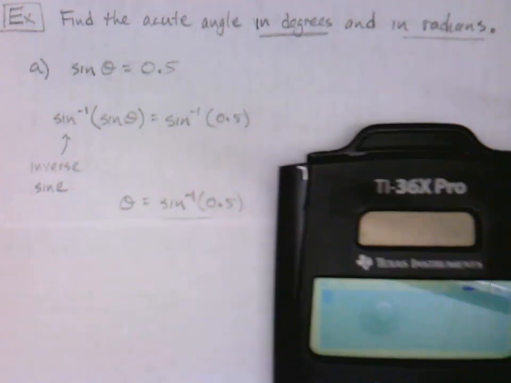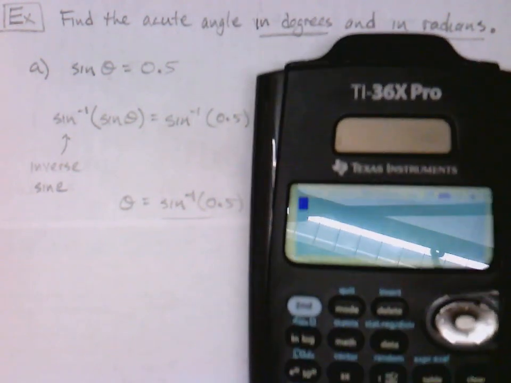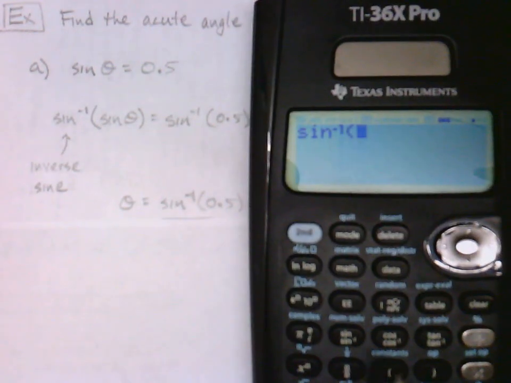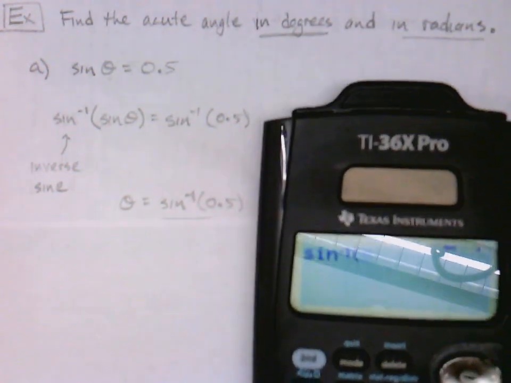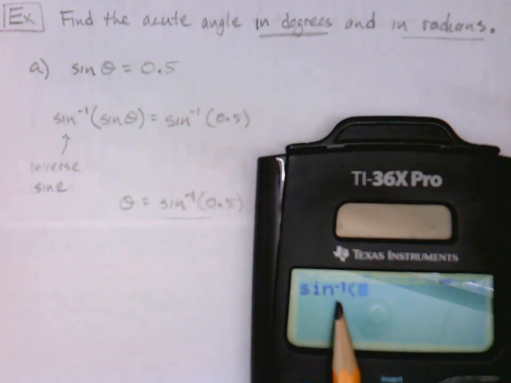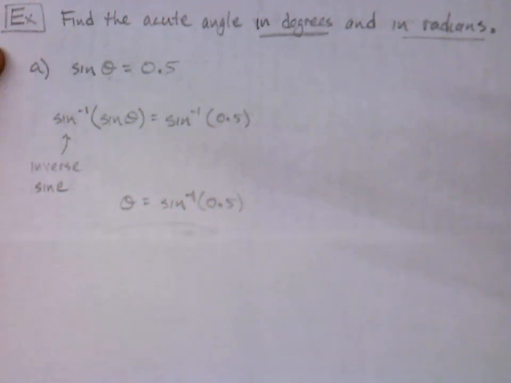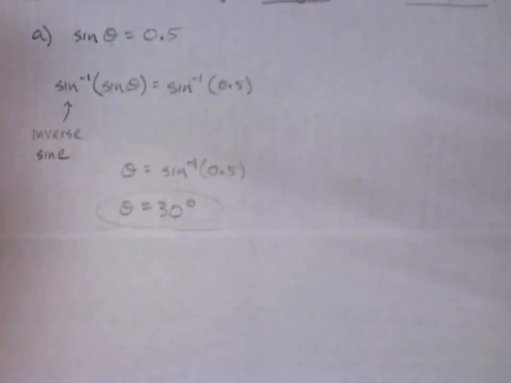Then I'll grab my calculator, and mine, it's the same button as my sine button right there. If I hit it twice, then it'll cycle through and it'll give me that. And if I put in 0.5, I'm still in degree mode. This one turns out has a really nice answer. Inverse sine 0.5 in degrees is 30. So there's my answer in degrees, 30 degrees.